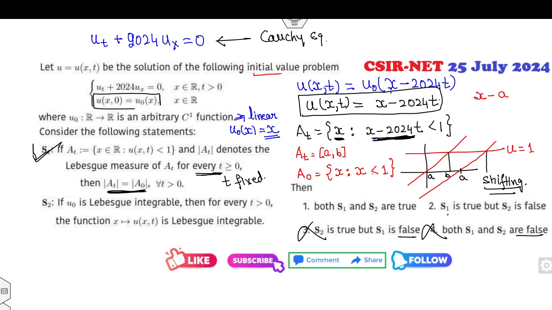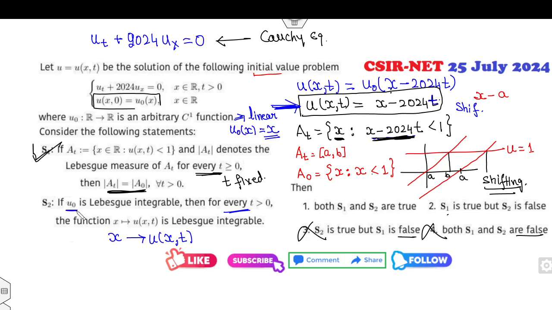Now the second option. If u0 is Lebesgue integrable, then for every t, that is, t is fixed, the function x maps to u(x, t) is also Lebesgue integrable. Now you can see the same condition about that. Fine, because t is a fixed number. So again, you can see that this is shifting the origin. So the behavior of the integrable function remains the same.